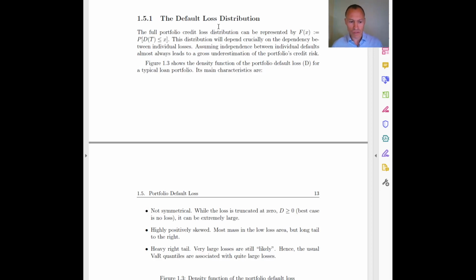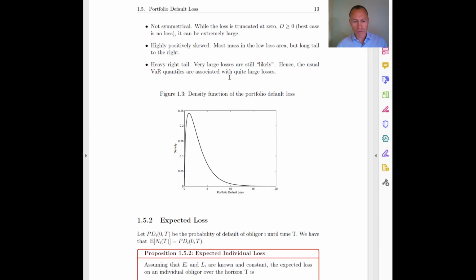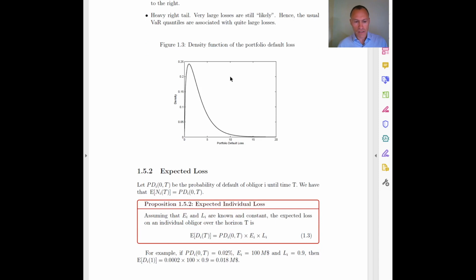What is the distribution? Empirically, what we observe is that the distribution of default loss for a portfolio, what you see here, typically has this shape. So 0 is the limit on the left, and this is the good case in the sense that we are losing 0 here. As we move to the right, this becomes worse and worse and worse for the bank. These are bad scenarios in the sense that here we are losing a lot of money.